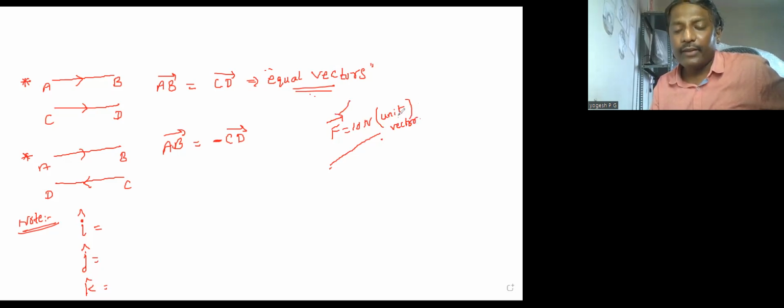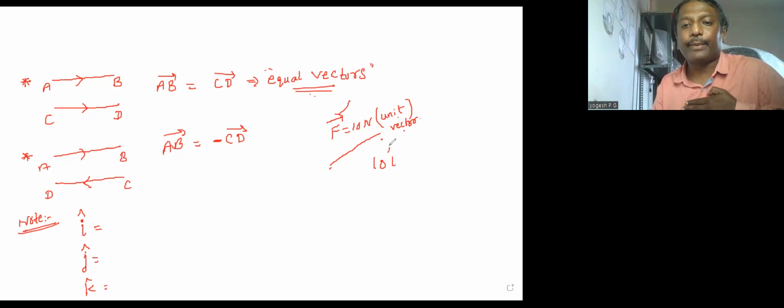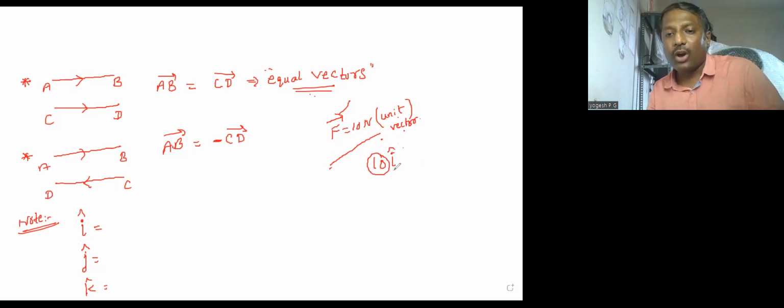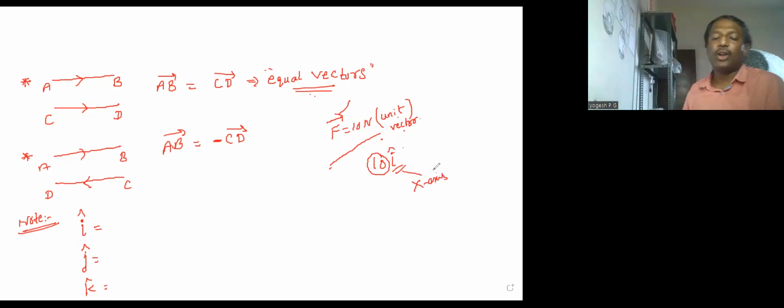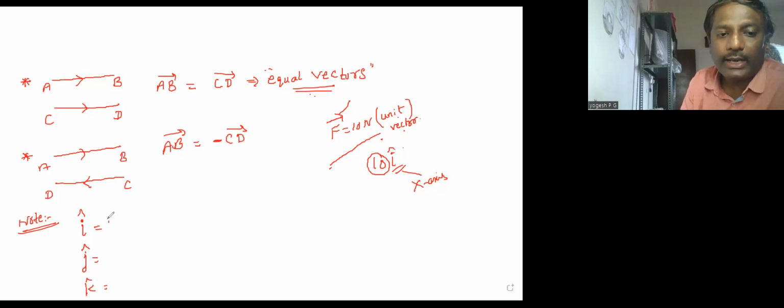Please remember, the unit vector may be I cap, J cap, or K cap. If I say 10 I cap, this force of magnitude 10 Newton is always going to act along the x-axis. If any vector is acting along the x-axis, which symbol do we use? I cap. So I cap is the unit vector which acts along the x-axis.